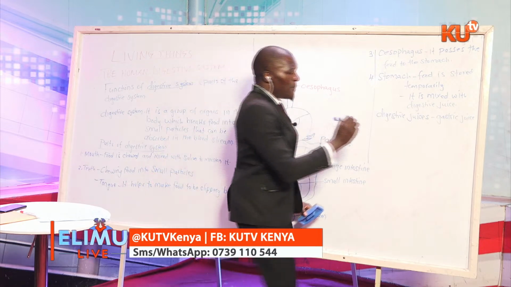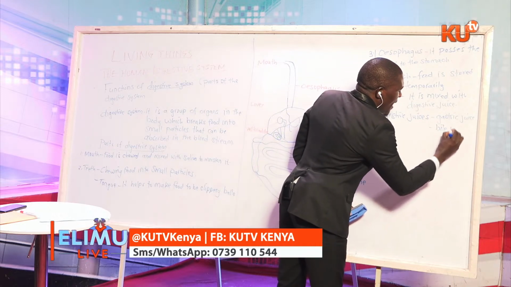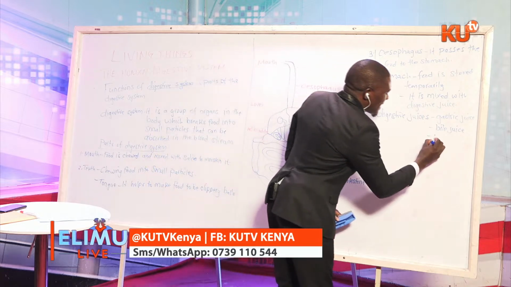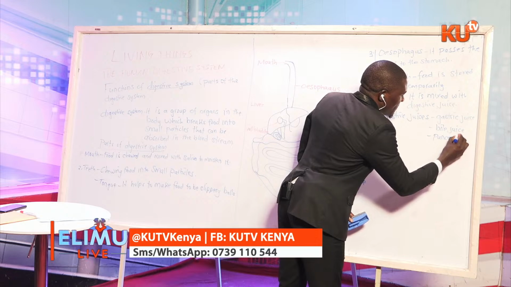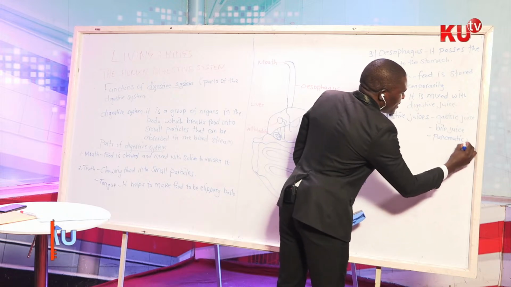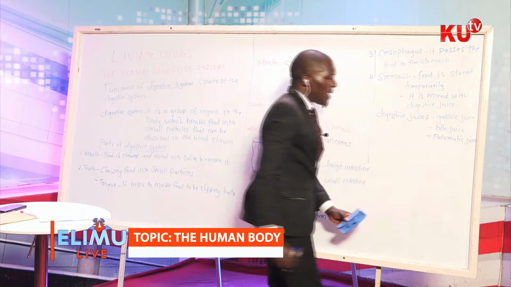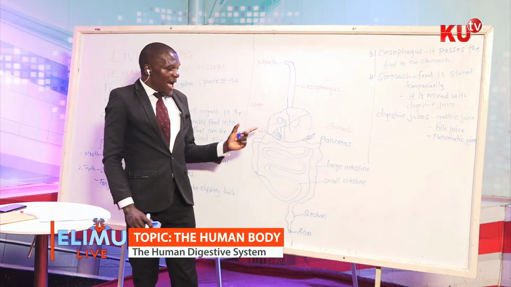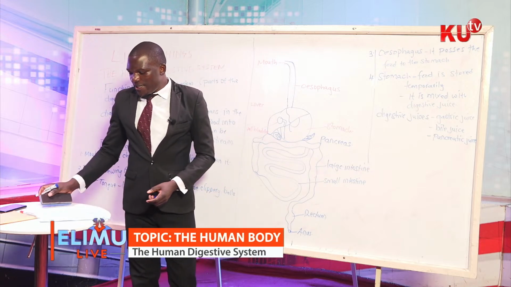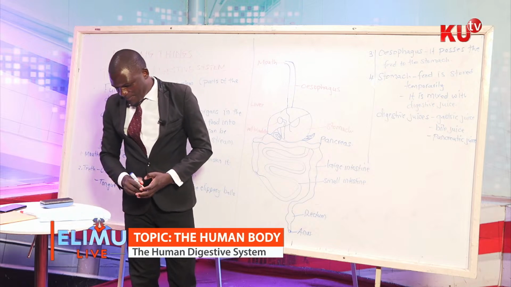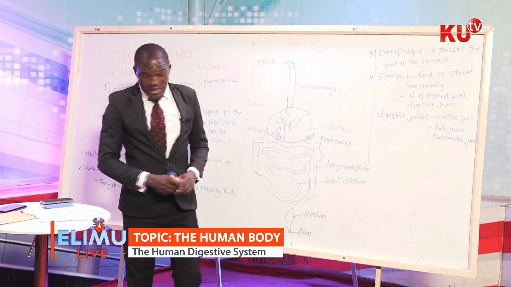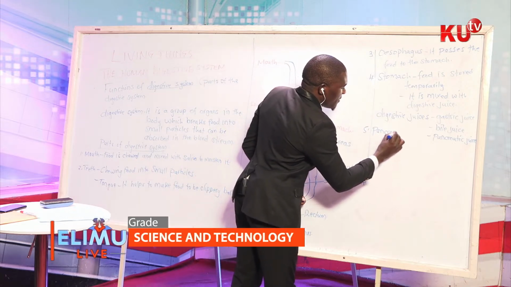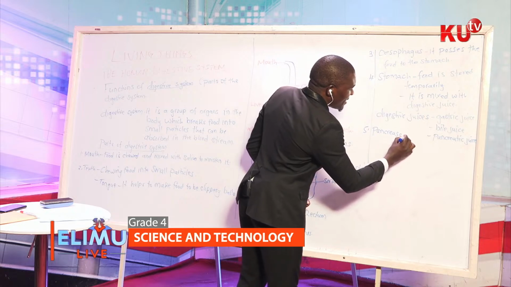Then number 2, we have bile juice from the liver. Then we also have pancreatic juice, and this pancreatic juice is from the pancreas. So the pancreas also has a very good function when it comes to food digestion. Let's look at the pancreas as our number 5. What is the work of the pancreas?